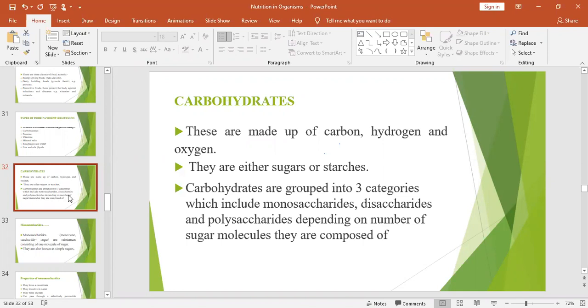Then we have starch, which is common in cassava, posho, millet, sorghum, and matoke. All of them have starch. And then, of course, we have another one called cellulose. Cellulose is mainly found in plant tissues like leaves, stems, and many others. So all these are the different types of carbohydrates that we have. We say the carbohydrates are grouped into 3 categories. We have monosaccharides, disaccharides, and polysaccharides, depending on how many sugar molecules they are composed of.